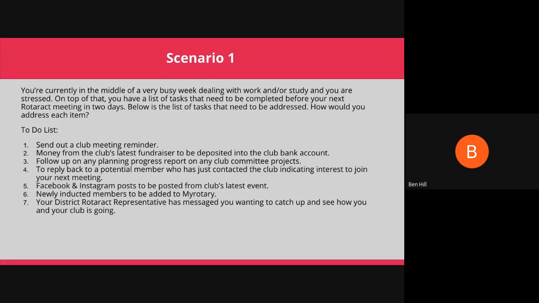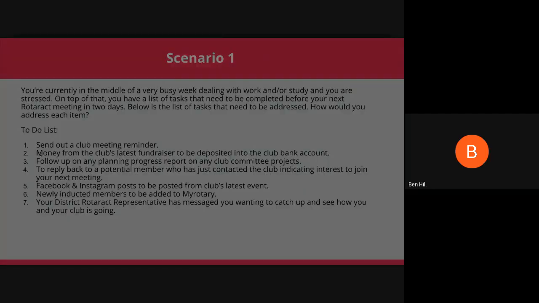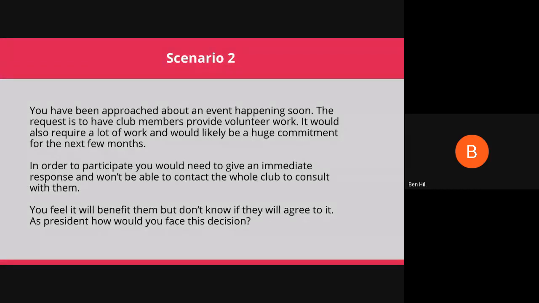Alrighty, so moving on to scenario 2. So scenario 2, Helena will post the link for the Google form, but I'll read it out loud. So we've got another 5 minutes for this one as well. So you've been approached about an event happening soon. The request is to have club members provide volunteer work. It would also require a lot of work and would likely be a huge commitment for the next few months.